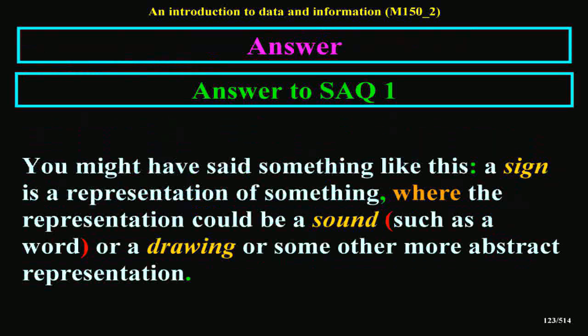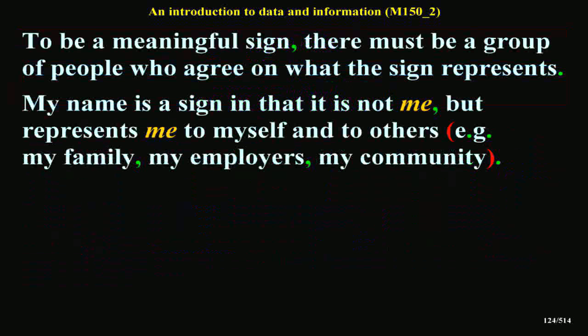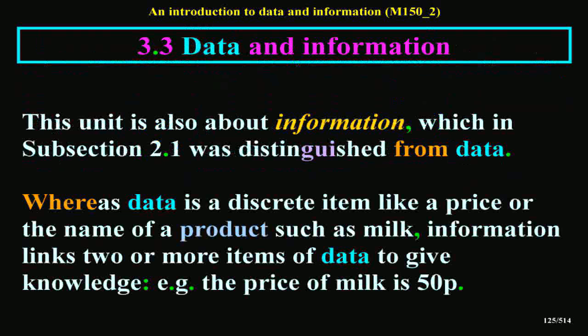Answer to SAQ 1. You might have said something like this. A sign is a representation of something, where the representation could be a sound such as a word, or a drawing, or some other more abstract representation. To be a meaningful sign, there must be a group of people who agree on what the sign represents. My name is a sign in that it is not me, but represents me to myself and to others, e.g., my family, my employers, my community.